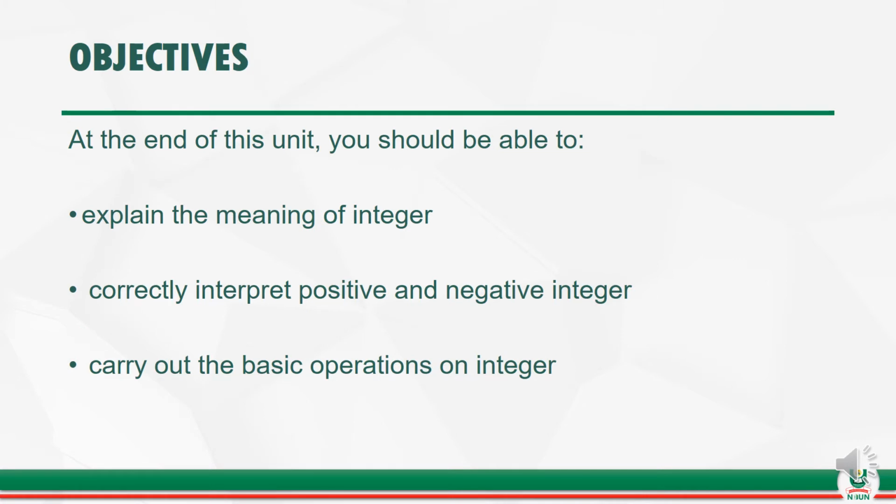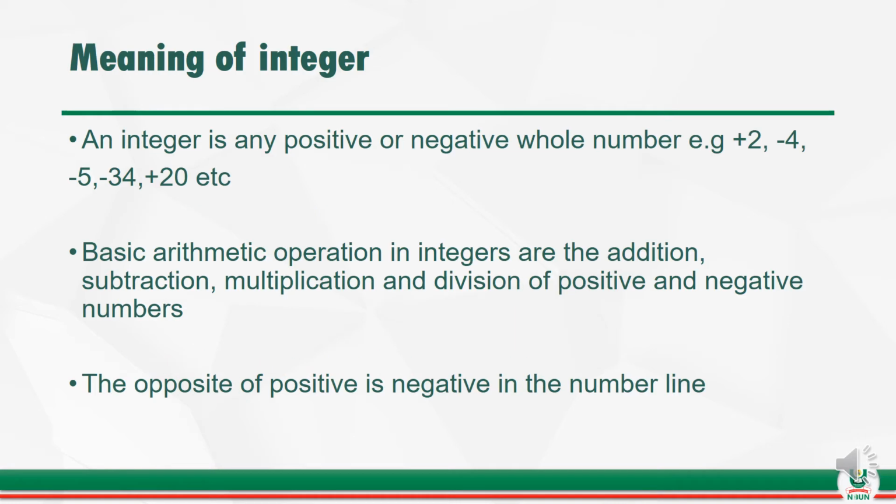Now, let's quickly run through the objectives of this unit for topic 1. At the end of this unit, you are expected to be able to explain the meaning of integer, then correctly interpret positive and negative integers. Then you should be able to carry out the basic operations in integers.